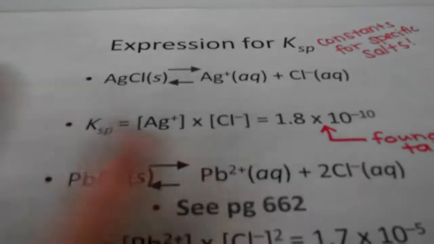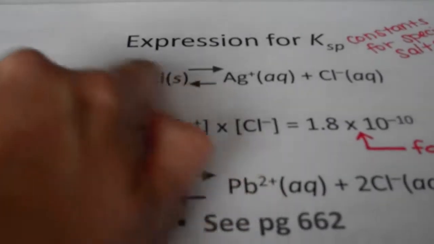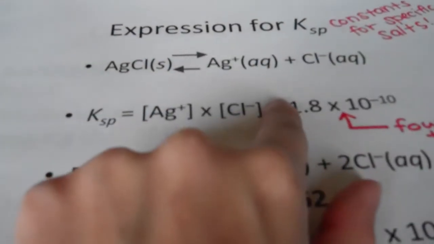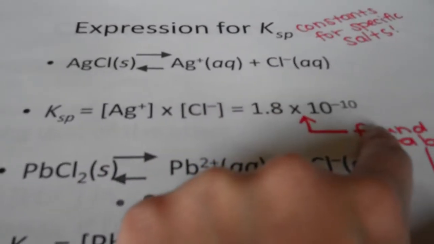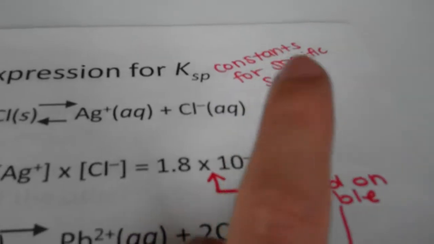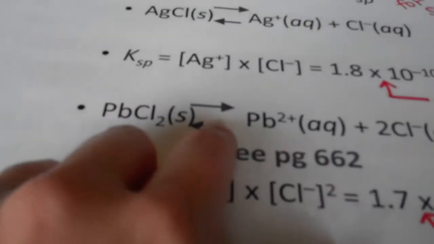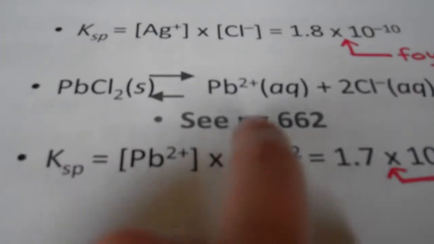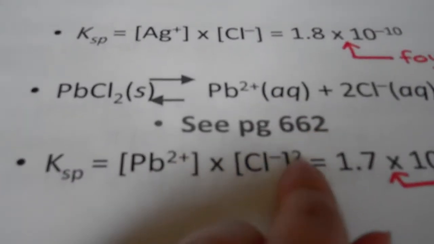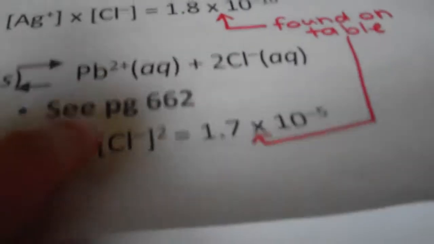So let's look at some examples. You guys have a table after this. I did not print it off. So we have AgCl, silver chloride, and this is it reacting going back and forth. If you look at your chart, it says something close to 1.8 times 10 to the negative 10th. This is again found in a table. So these are constants for specific salts. And we also have lead chloride, lead 2 chloride, and its ions, and then Ksp is going to equal the concentration of lead ions times Cl squared. This time it's squared because we have 2 here, so therefore we have to have 2 here. And then this number again is found from a table.